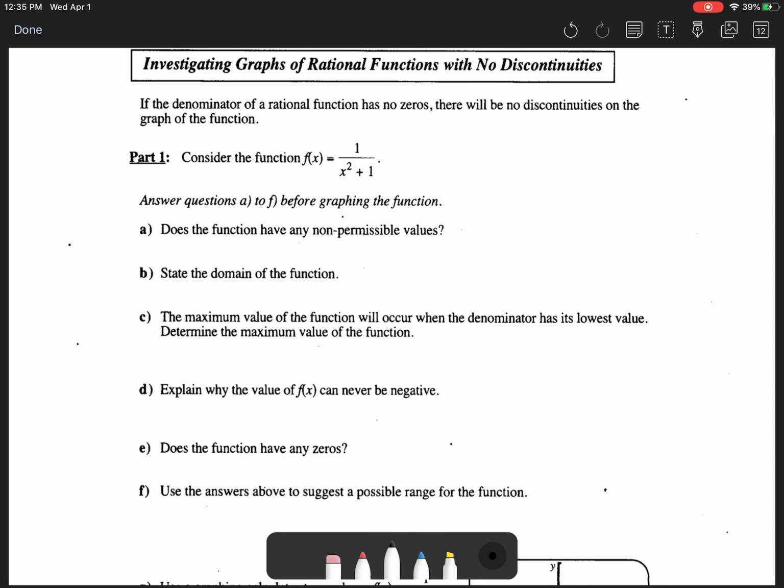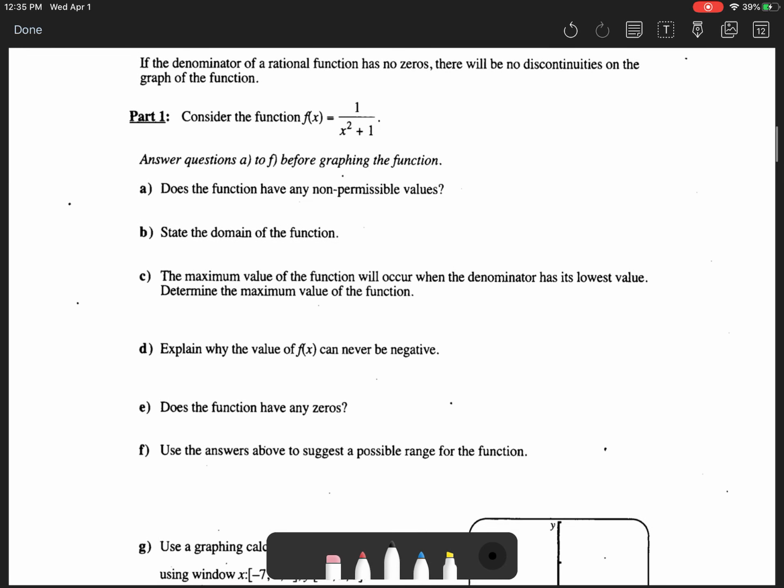Okay, so new stuff for today. We'll start on the next page. Investigating graphs of rational functions with no discontinuity, meaning basically there will be no non-permissible values of the denominator. So that's the first statement that they give us here. It says if the denominator of a rational function has no zeros, so there are no values that can make the denominator equal 0, there will be no discontinuities on the graph, and therefore we would call that graph continuous. Remember, we can draw it without lifting our pen or our pencil.